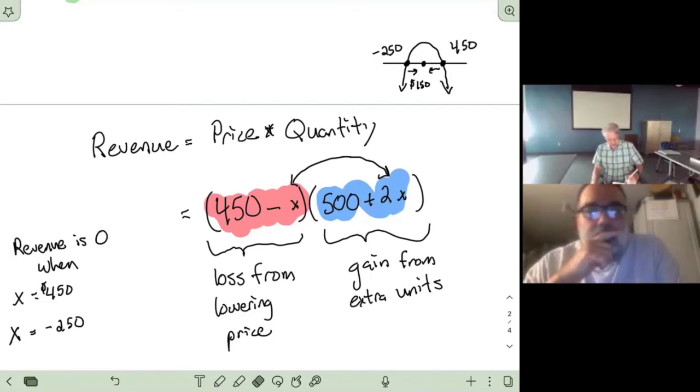So what was I doing here? I'm trying to find the middle, the average of these two right here, because that's going to be exactly in the middle. So am I doing the average? Yes, I'm doing the average. So 450 and then 250.